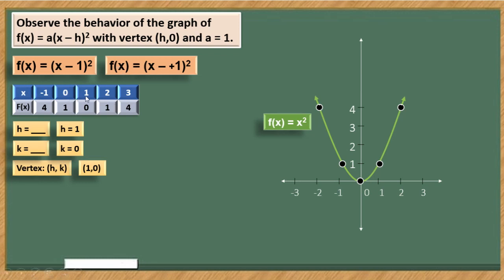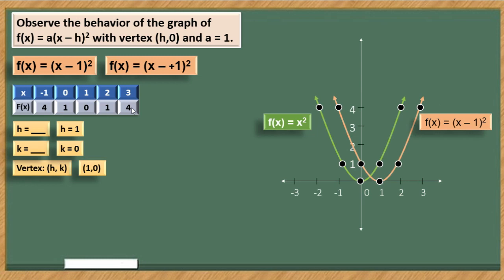If x is positive 1, the value of the function is 0. So we have this point. If x is 0 and positive 2, the value of the function is the same, positive 1. And these are the points. If x is equal to negative 1 and positive 3, the value of the function is the same, 4. Okay, so let's look at the graph.